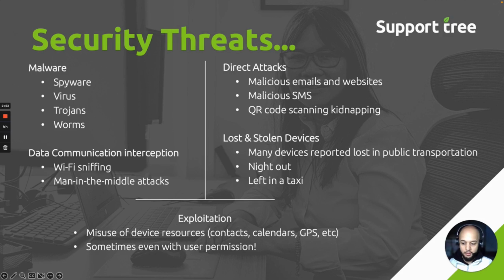Now, malware can include spyware, viruses, trojans, and worms. Data communication interception includes Wi-Fi sniffing. Wi-Fi sniffing is a specific type of network analyzer or packet sniffer that is designed to sit and work with a wireless network. Cybercriminals use this to gather information with the intent to find, steal, and use your personal data, such as banking passwords.